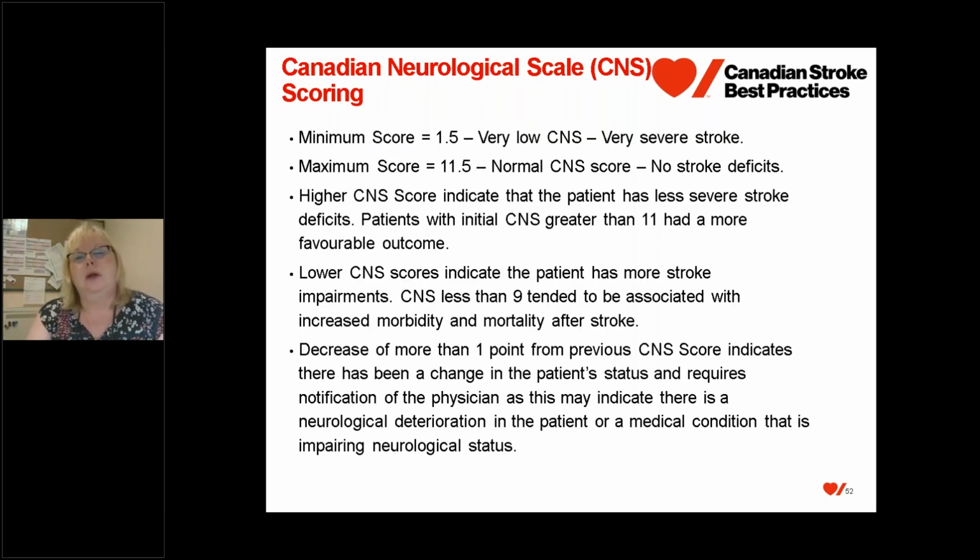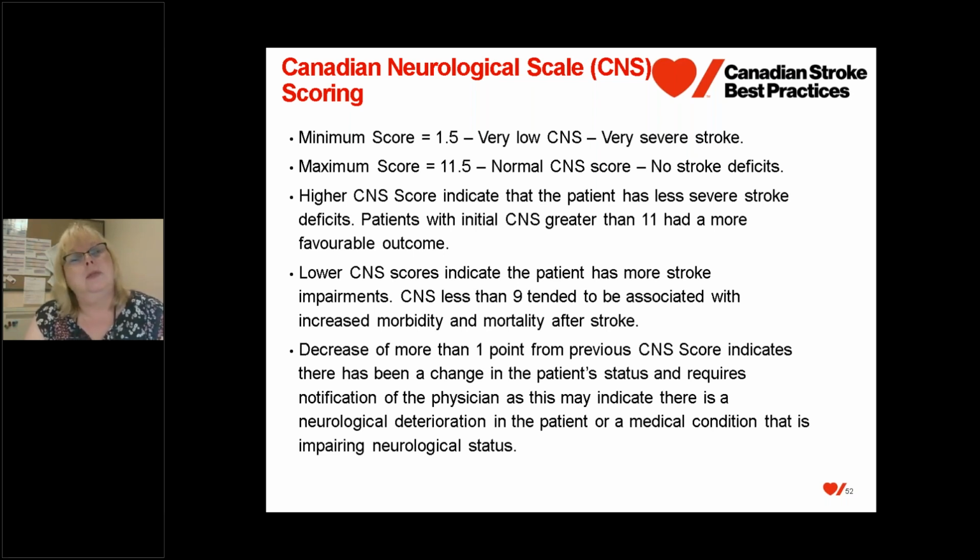So when we look at scoring of the Canadian Neurological Scale, minimum score is 1.5. This would be a patient who's drowsy, disoriented, receptive language deficit, asymmetrical face, unequal arm and leg movement. This is a very low Canadian Neurological Scale score and a very severe stroke.